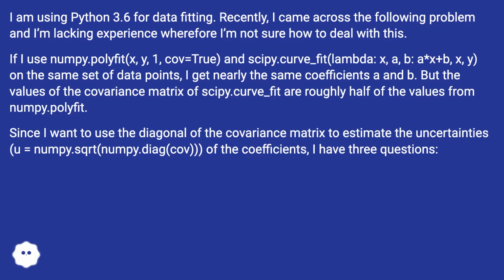If I use numpy.polyfit(x, y, 1, cov=True) and scipy.curve_fit(lambda x, a, b: a*x+b, x, y) on the same set of data points, I get nearly the same coefficients a and b, but the values of the covariance matrix of scipy.curve_fit are roughly half of the values from numpy.polyfit. Since I want to use the diagonal of the covariance matrix to estimate the uncertainties, u = numpy.sqrt(numpy.diag(cov)), of the coefficients, I have 3 questions.